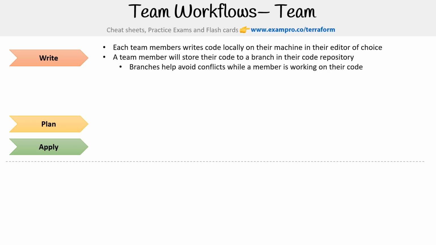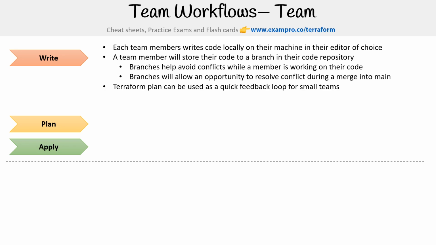Branches help avoid conflicts while a member is working on their code, but branches will allow an opportunity to resolve conflicts during a merge into main. It's no different than working with code, because that's what it is. Terraform Plan can be used as a quick feedback loop for small teams, so we still have that option. But as your team grows larger, a concern over sensitive credentials becomes a concern.